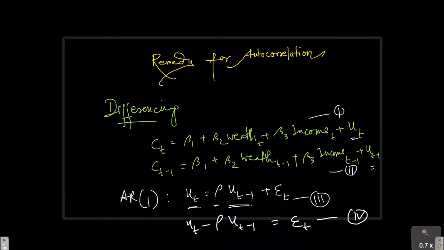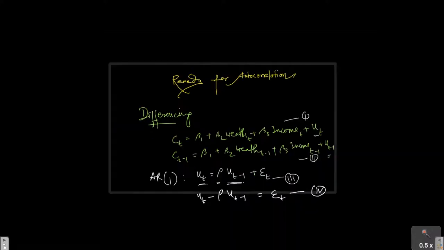Now, to achieve that, essentially I have to multiply equation 2 with rho, and then subtract it from 1. So let's say equation 1 minus rho into equation 2.